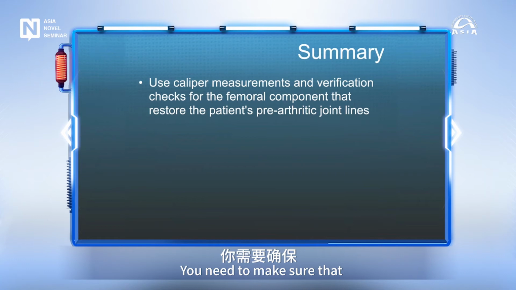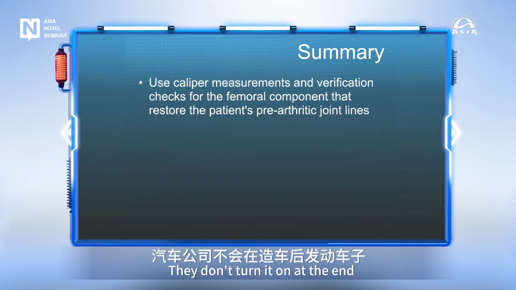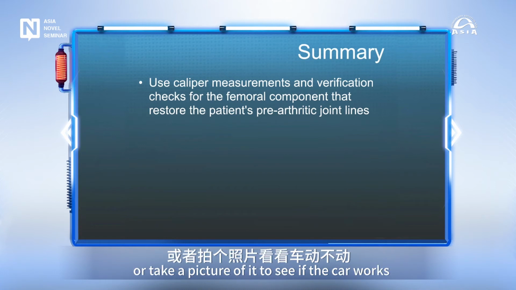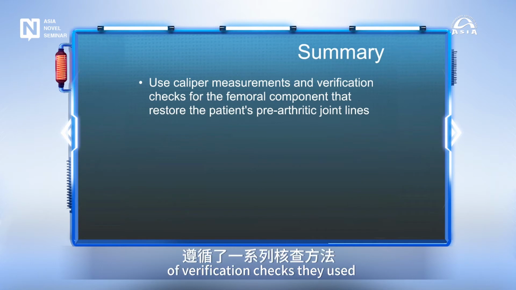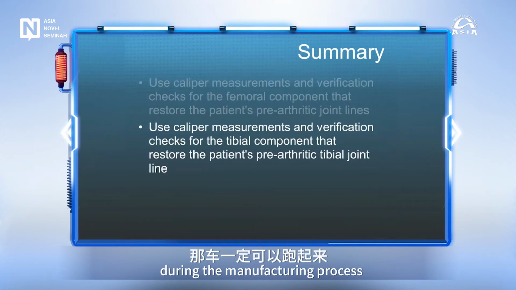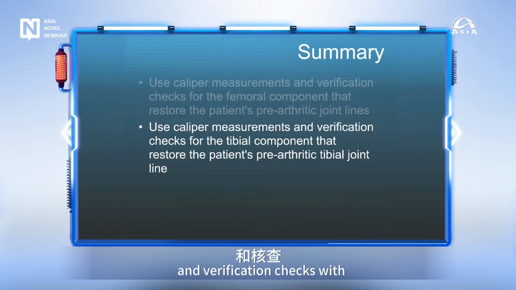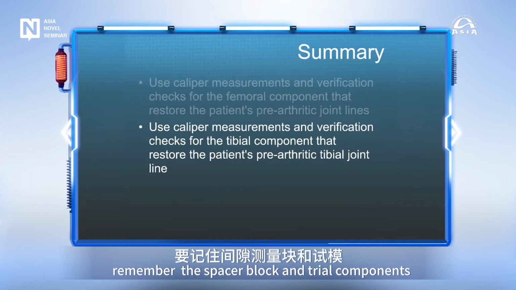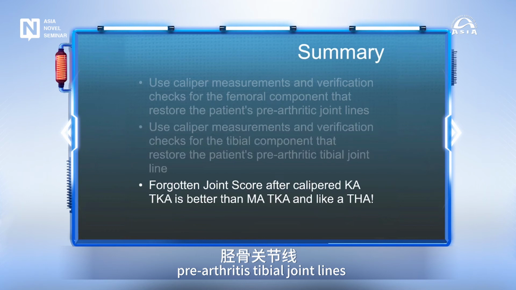You need to make sure that you assemble the knee like a very skilled auto company assembles the car. They don't turn it on at the end or take a picture of it to see if the car works. They know the car is going to work because of the series of verification checks they used during the manufacturing process. We also want to use these caliper measurements and verification checks with, remember, the spacer block and trial components to restore the patient's prearthritic tibial joint lines.